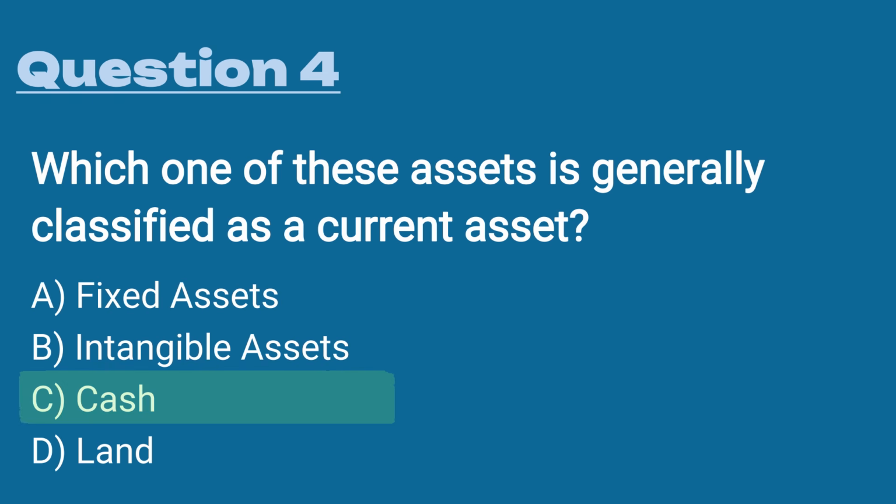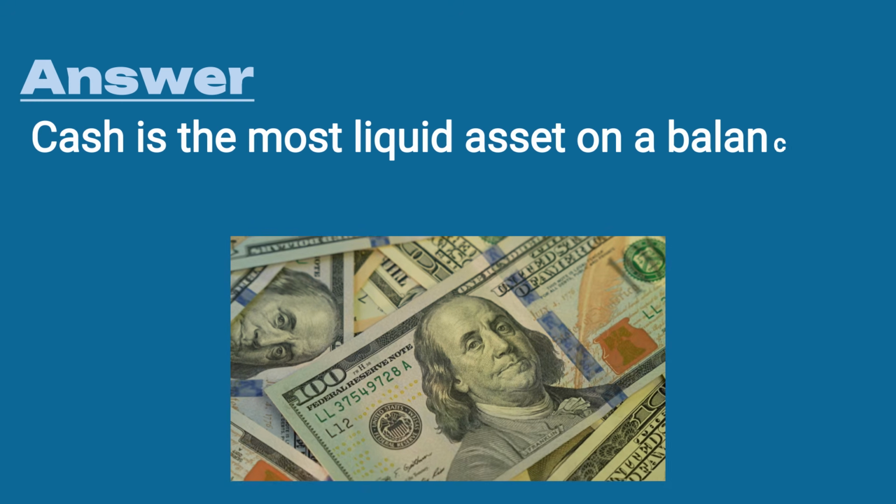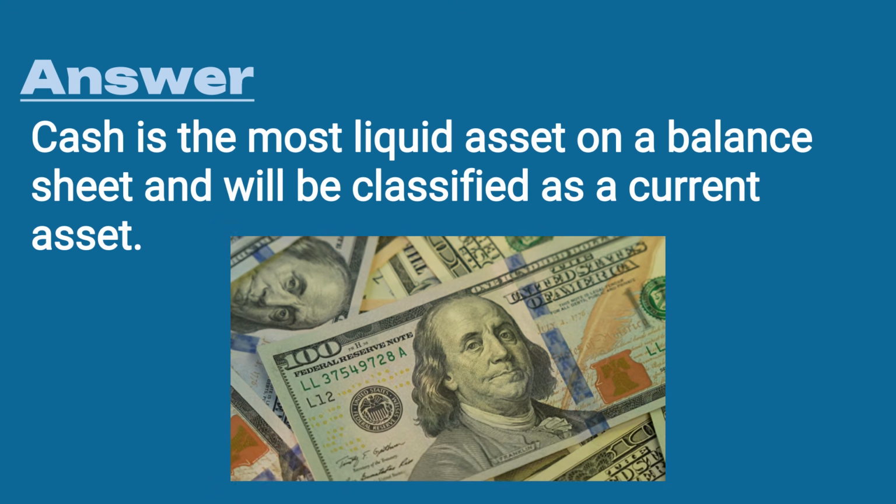The answer is C, cash. Cash is the most liquid asset on a balance sheet and will be classified as a current asset.